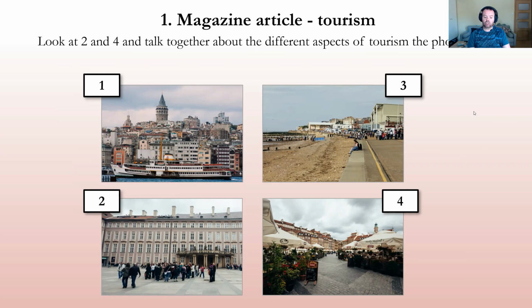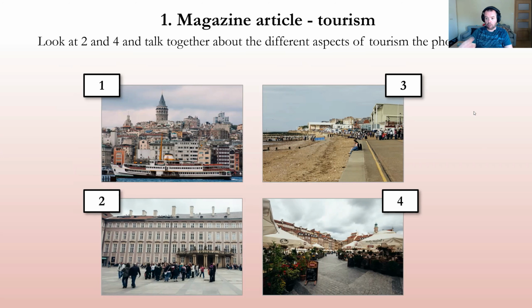Don't waste time by describing too much of the picture. You can say what the picture shows because it's the representation of the picture that's important to you. So for example, picture 2, you can see a crowd of people outside some sort of tourist attraction. So that is an aspect of tourism. Wherever you go, there will be crowds, which means waiting, which means queuing, that sort of thing. Your partner can chip in with their own ideas as well.